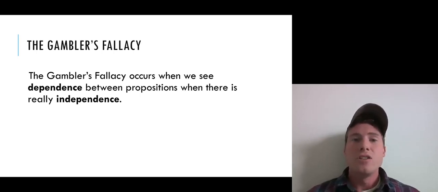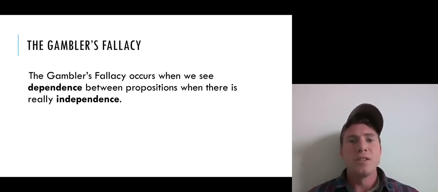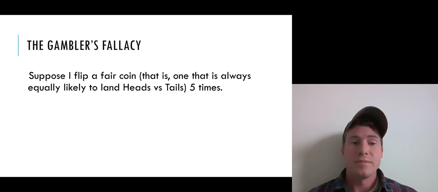All right, so now that we understand the notion of independence and dependence, at least at an intuitive level, we can state what the gambler's fallacy is. Right? The gambler's fallacy is a bias or an error in human reasoning that occurs when we see dependence between propositions when there's really independence between the propositions, right? Or we treat propositions or act as if they were dependent when in fact they're independent.